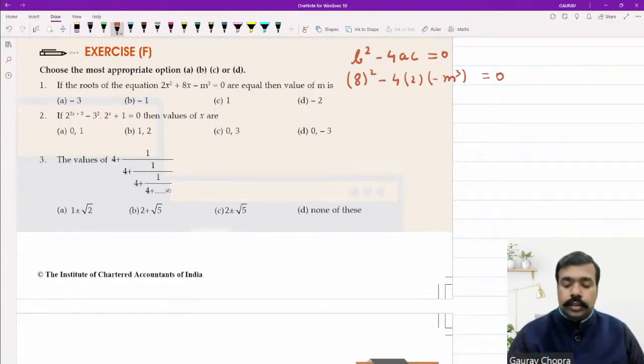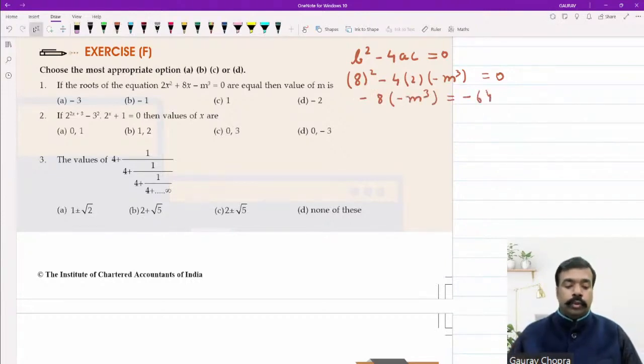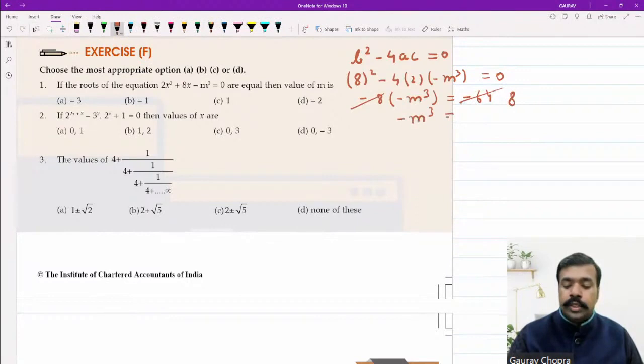So let's solve this. Minus 8 minus m cube is equal to minus 64. Now we can solve and get the result. Minus 8 can be cancelled with this, and we will get 8. So minus m cube is equal to 8.